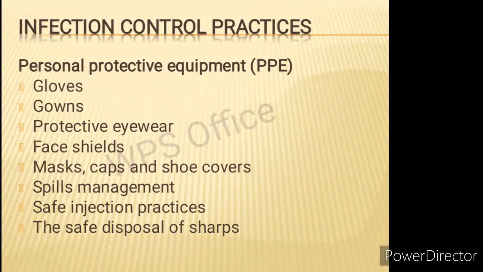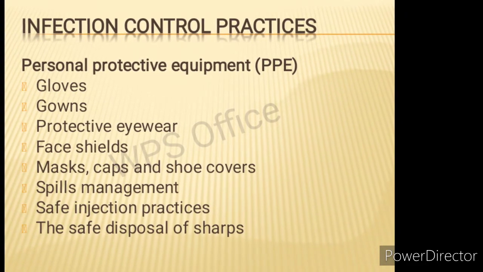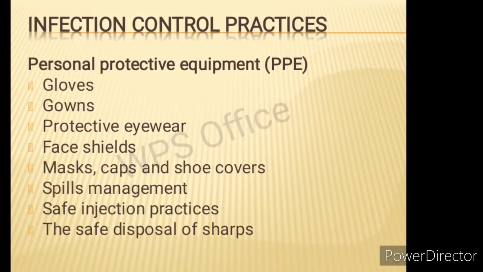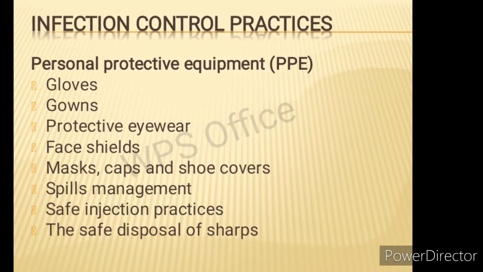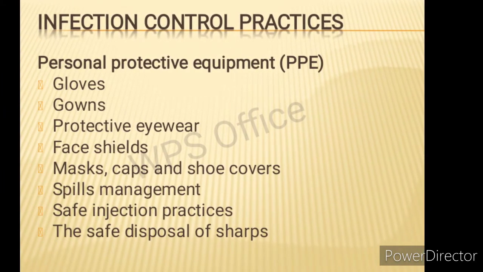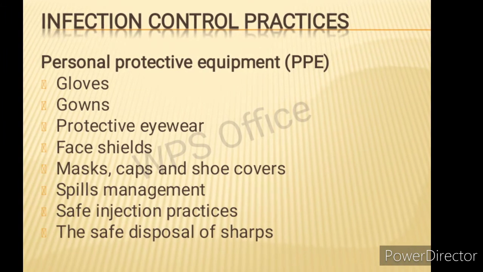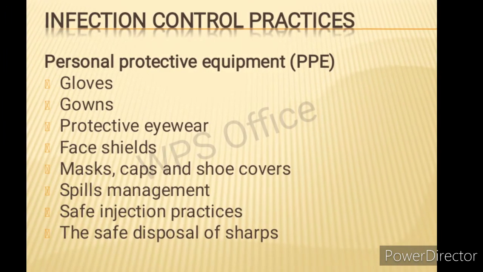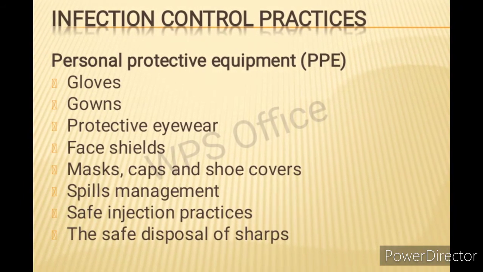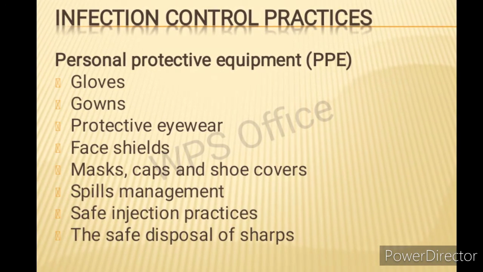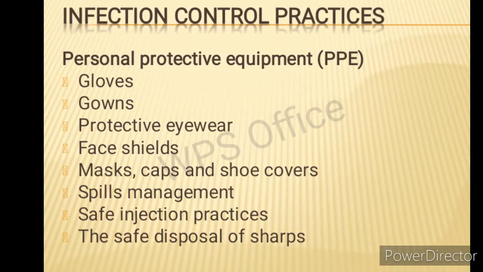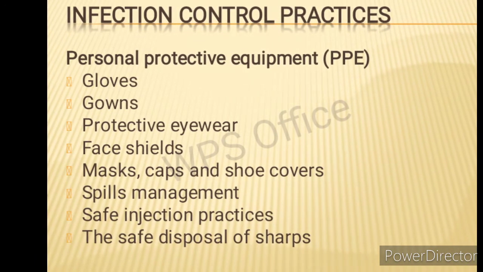So let us see what is included under the standard safety measures. The infection control practices which may be used under the standard safety measures are: the first one is the PPE, that means the personal protective equipment. Under the PPE, what all are included? We have the gloves, gowns, protective eyewear, face shields, masks, caps, shoe covers, then spill management, safe injection practices and the safe disposal of sharps. So these all are included under the personal protective equipment, which we'll discuss one by one.